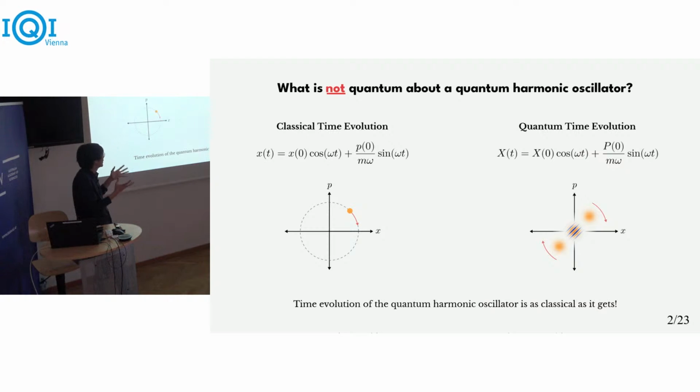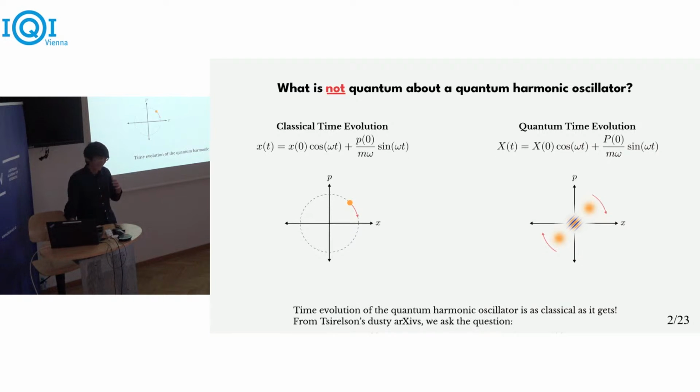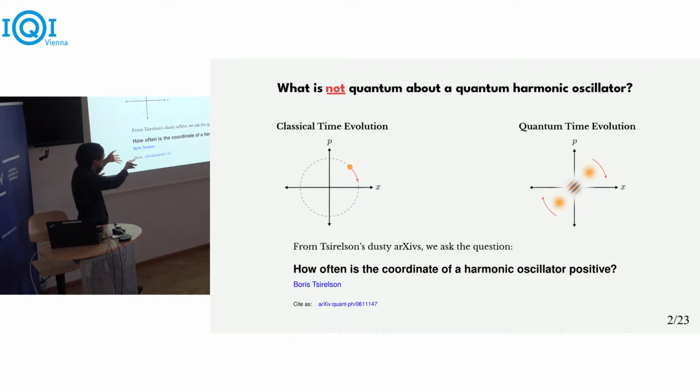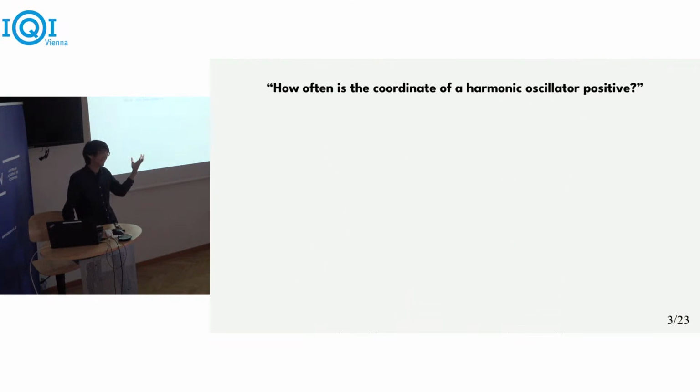You don't expect to find anything quantum by looking at the dynamics of a harmonic oscillator, unless you're Boris Tsirelson, right? And so, from his archives, there's this procedure: how often is the coordinate of a harmonic oscillator positive? So let me go through this procedure. And I like to think of it as a game. I understand it more as a game.